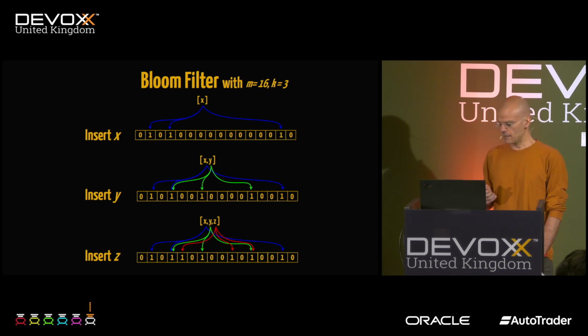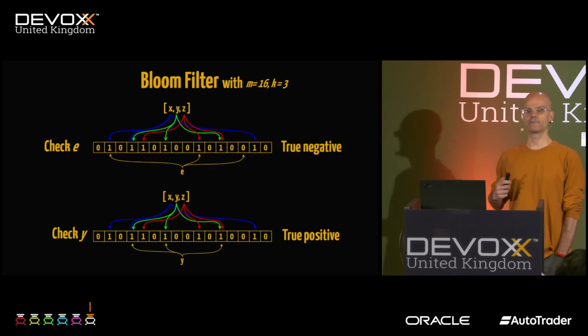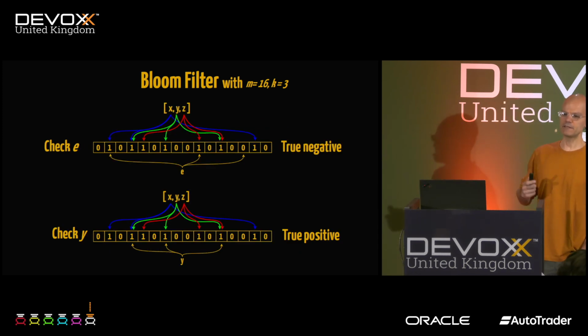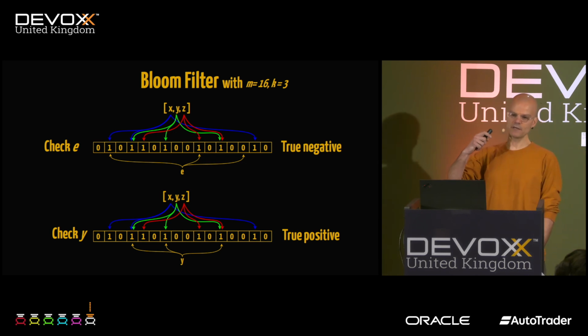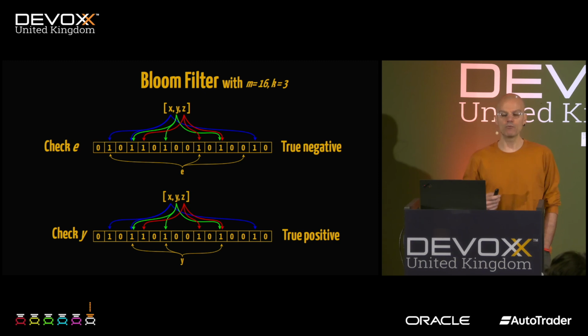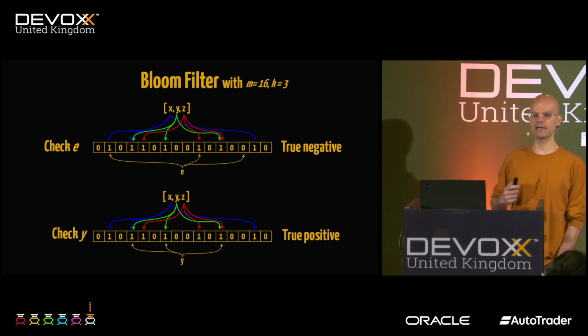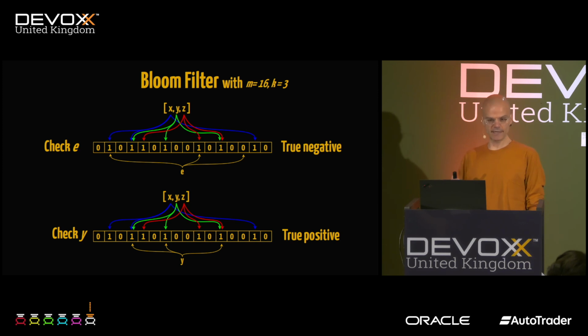And how do we check? So we take the same bit set. As you can see in the image, the bit set was already set with x, y, and z, and we check for the item e. So if we check e, we apply the hash function to e, and we get 3 different results. And we check the bits at those locations.